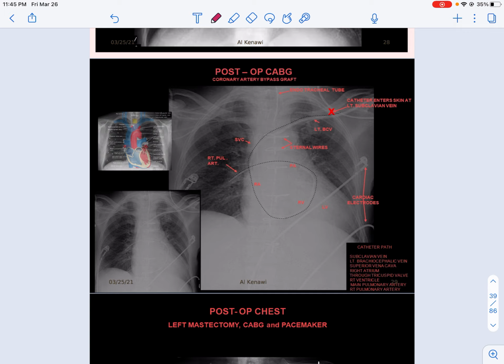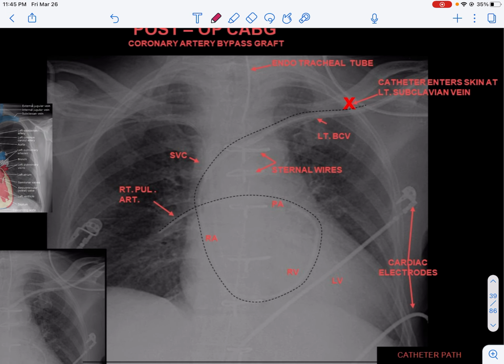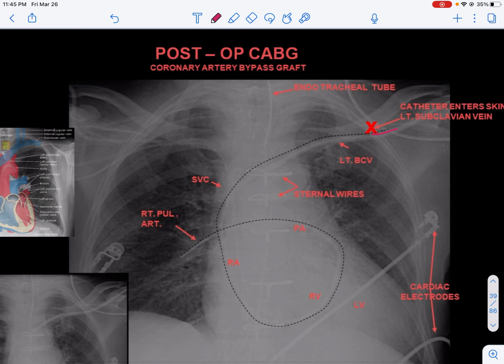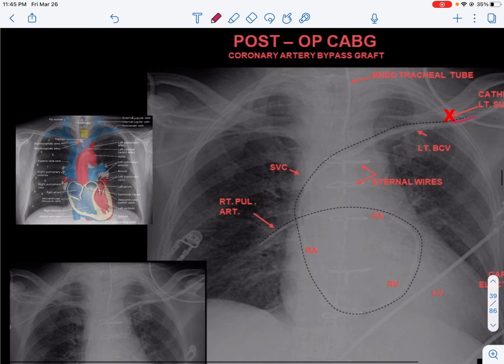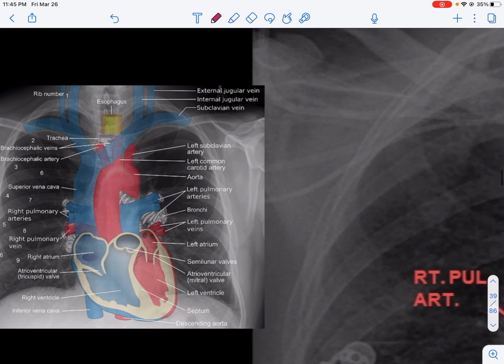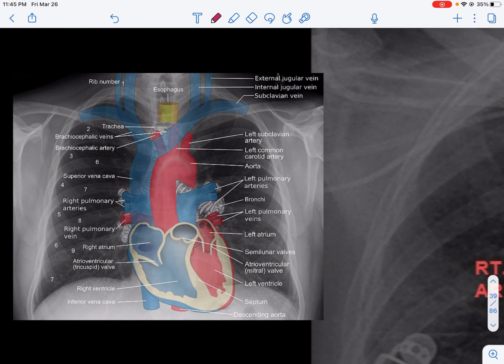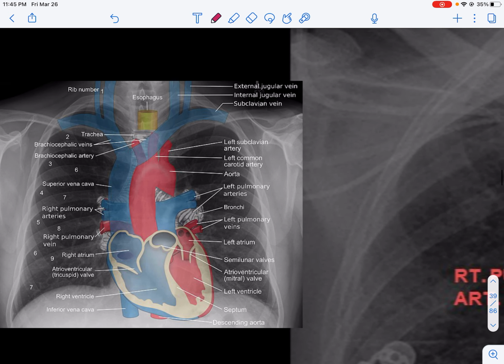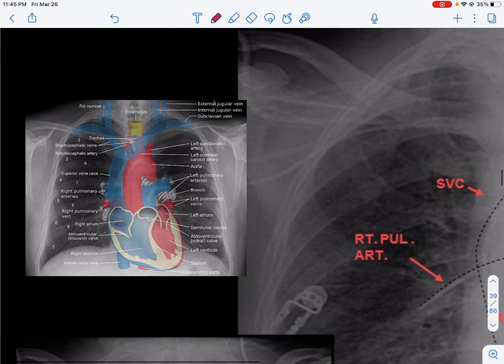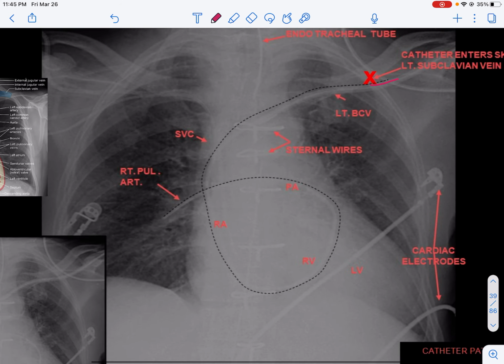this is a picture showing after coronary artery bypass graft. Basically here a catheter and it entered the left subclavian vein. كيف عرفنا هذه كل information? I just added here a picture for where we expect to see some structures in the normal chest x-ray, and if you compare it to this one, you're gonna see a little tube or metallic, and this appears the place for the catheter.